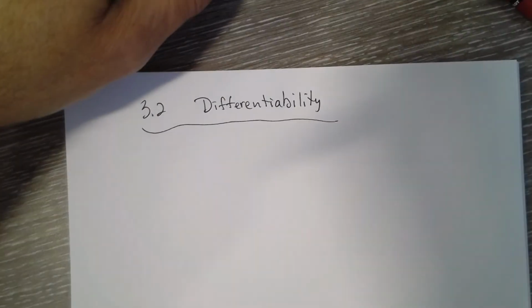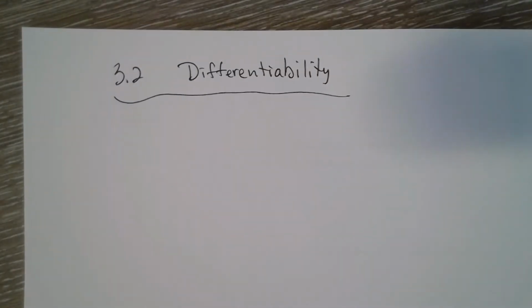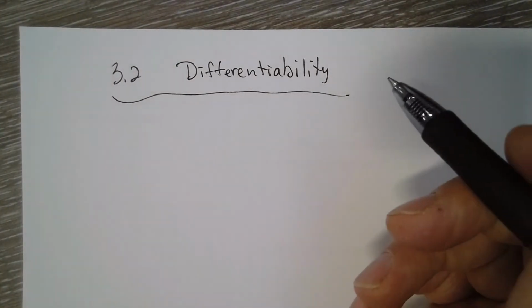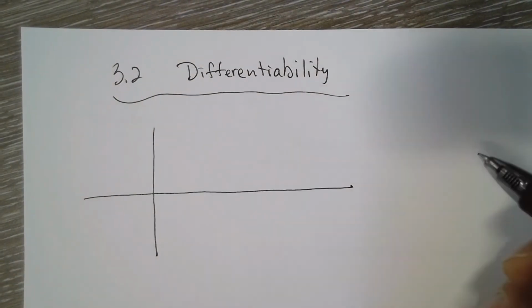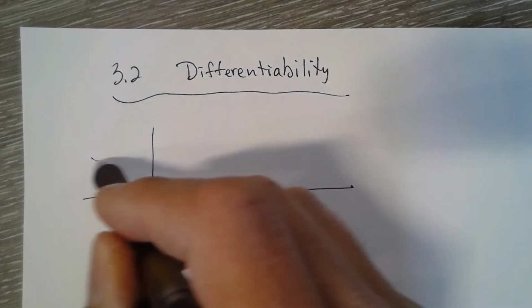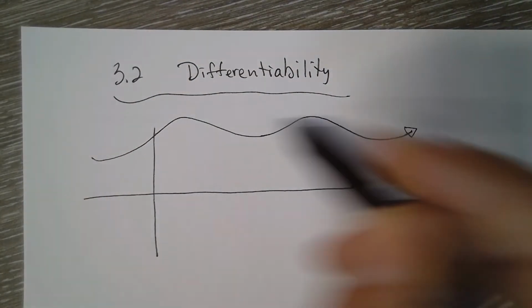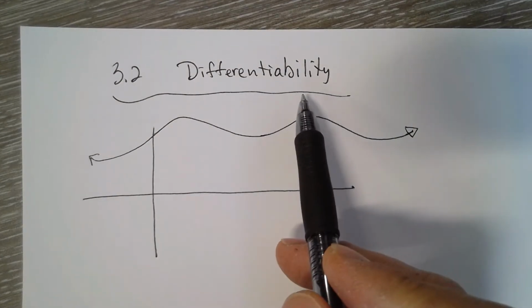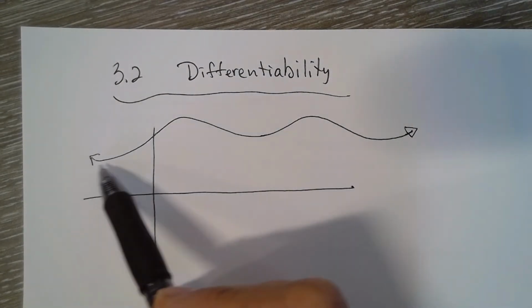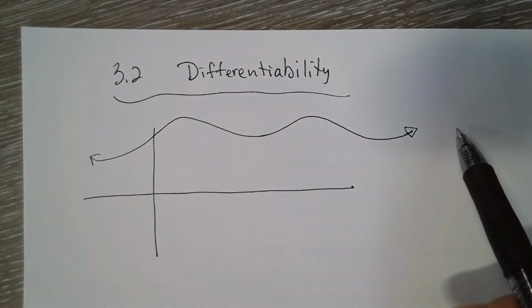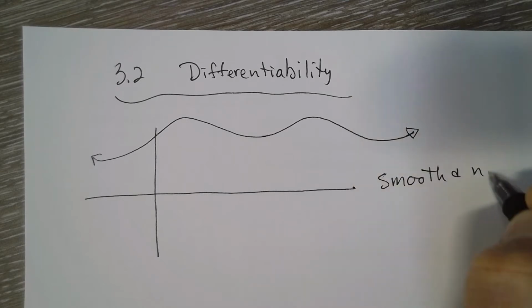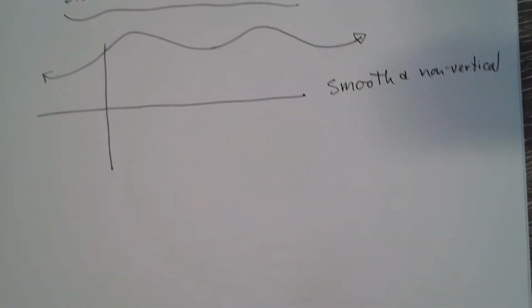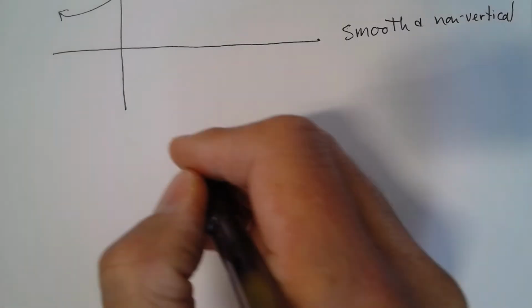3.2 differentiability. That means the ability to have a derivative. So a function has a derivative as long as it is smooth and not vertical. So if a function looks like that, that means it's differentiable, or has a derivative, everywhere in its domain here. Okay, so as long as it's smooth and non-vertical, it has a derivative. So it's more interesting to look at where derivatives do not exist. So some examples.